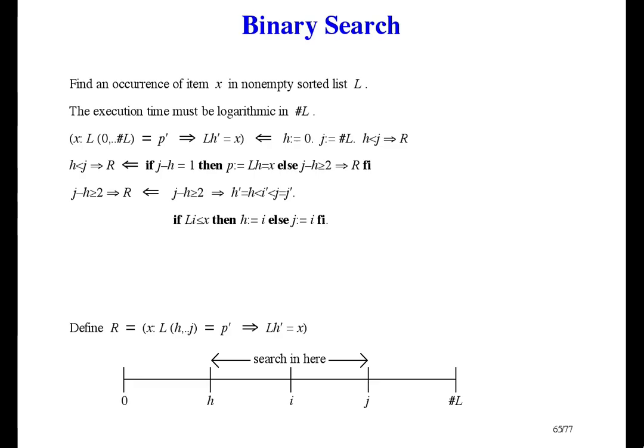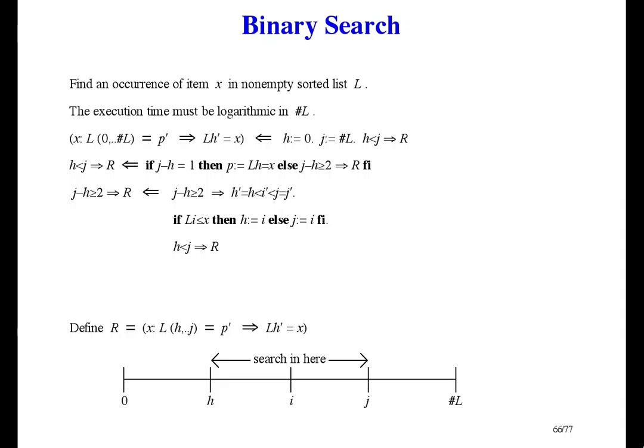By choosing I properly between H and J, we made sure that each part from H to I and from I to J is non-empty. So now the remaining problem is, given H is less than J, look for X in the segment from H to J. And we've already solved that problem.